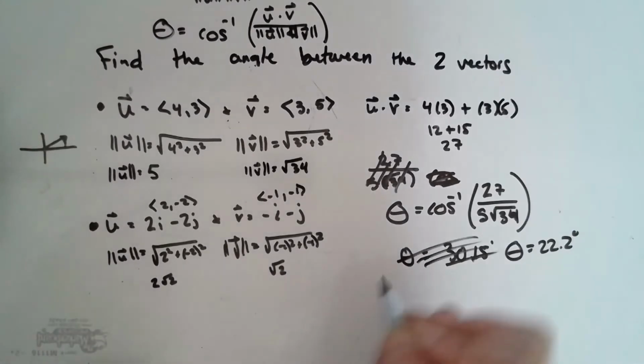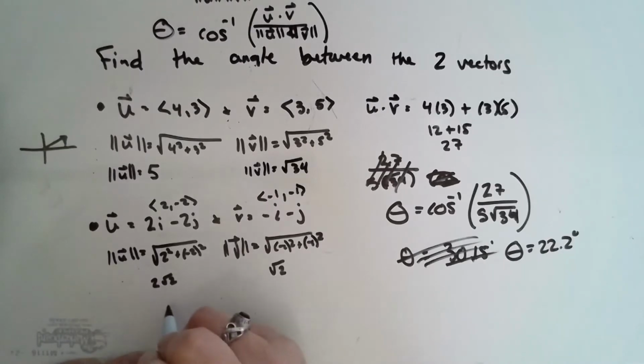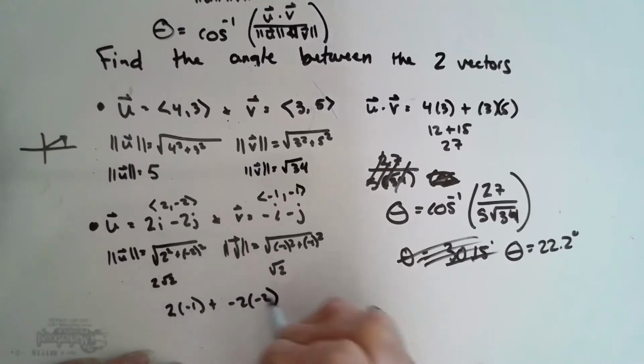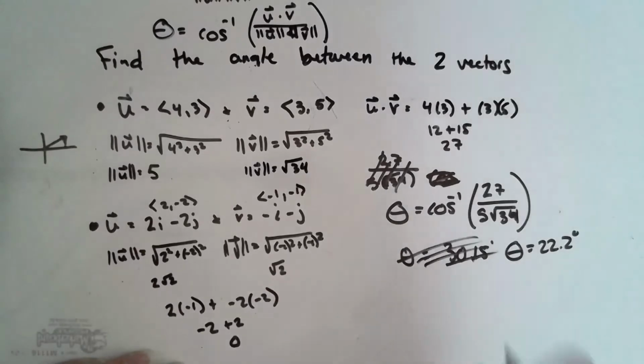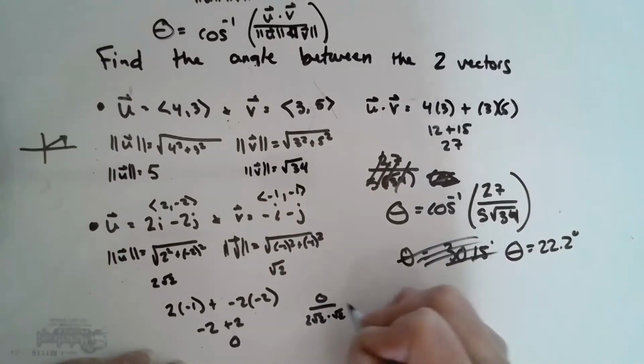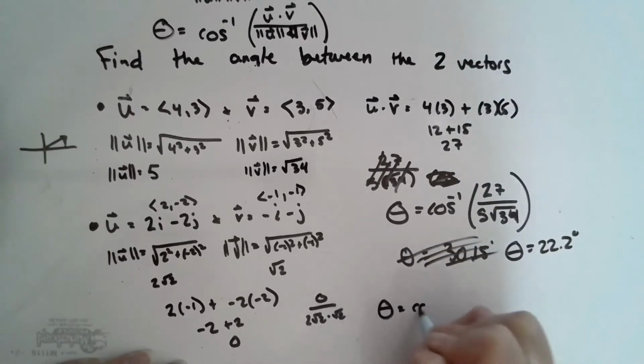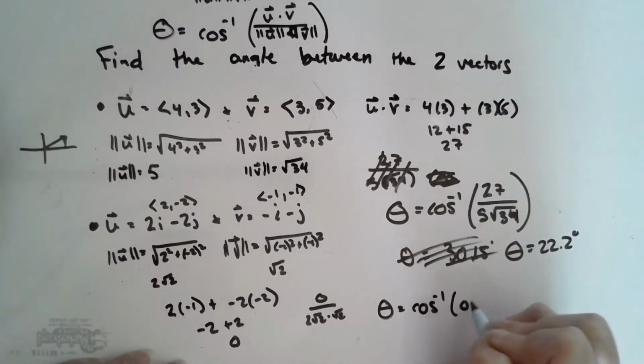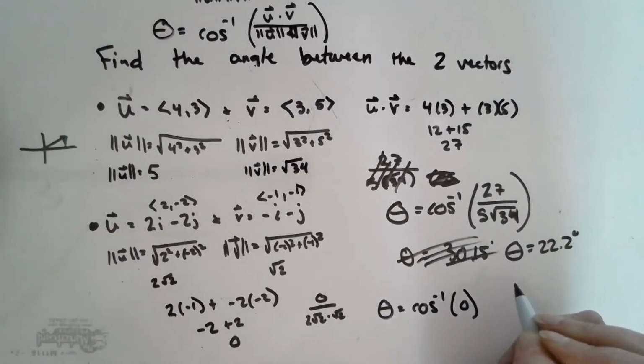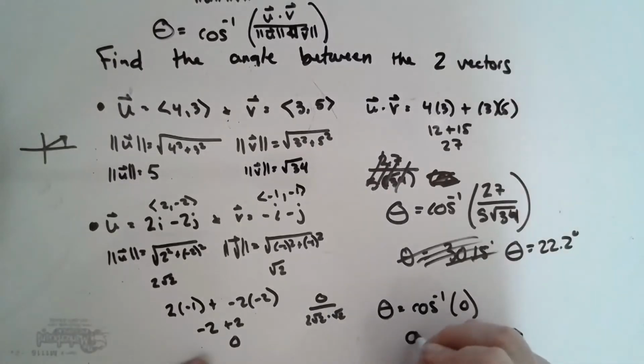Okay. And then if we find the dot product, we'd get 2 times negative 1 plus negative 2 times negative 2, which gives us negative 2 plus 2, which is 0. So I have 0 divided by 2 square root 2 times square root 2, which I don't even need to do because once I see this 0 here, I know it's just going to be 0. So I'm going to have theta equals the cosine inverse of 0. And we know cosine is 0 at 90 degrees.